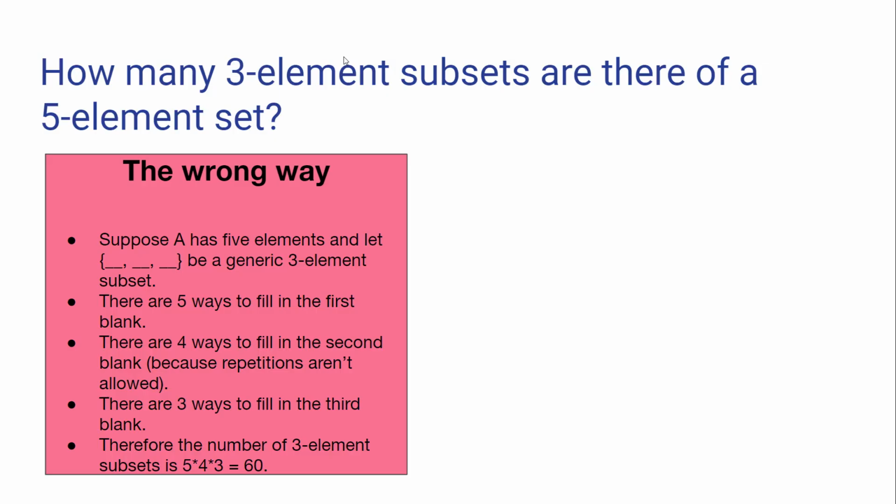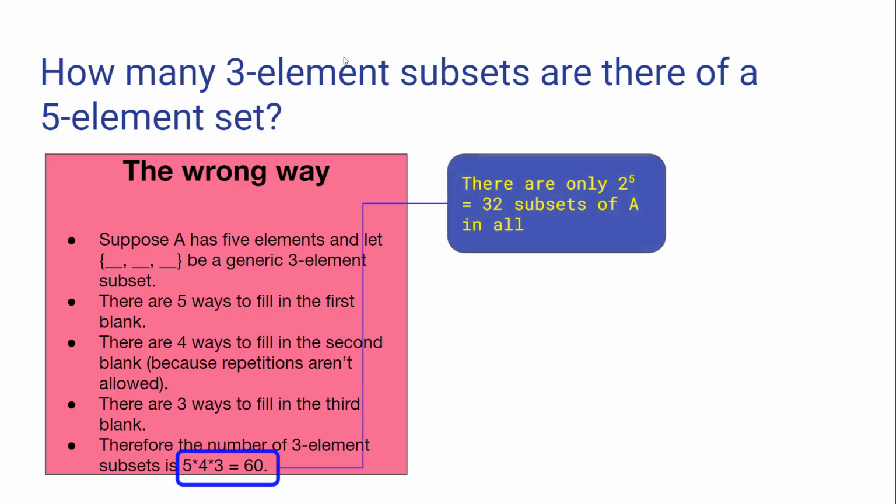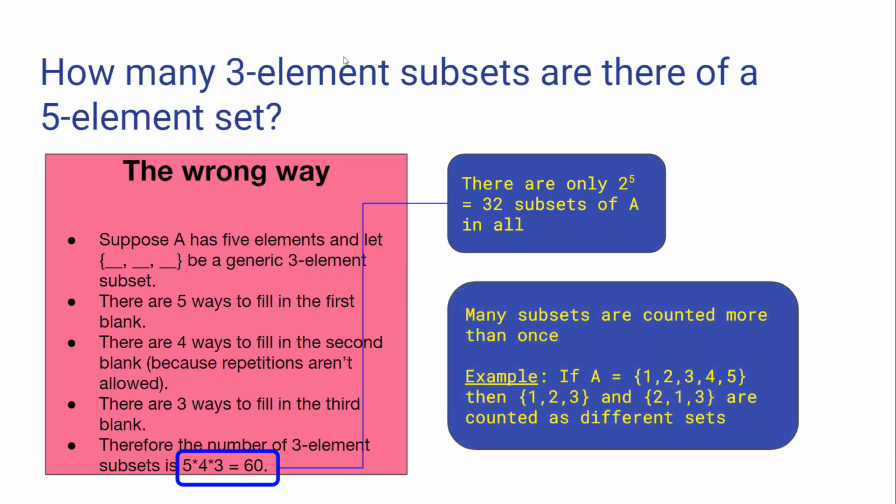First of all, the number of 3-element subsets can't possibly be 60 because there's only 32 possible subsets of any size for this 5-element set. So this number 60 is just impossibly large. And second, the reason that it's so large is that we've counted many subsets more than once. For example, in this sequence of choices approach I just outlined, I could choose the number 1 for the first slot, the number 2 for the second, and the number 3 for the third slot and get the set 1, 2, 3. Or I could have chosen the number 2 for the first slot, 1 for the second, and 3 for the third and gotten the set 2, 1, 3.